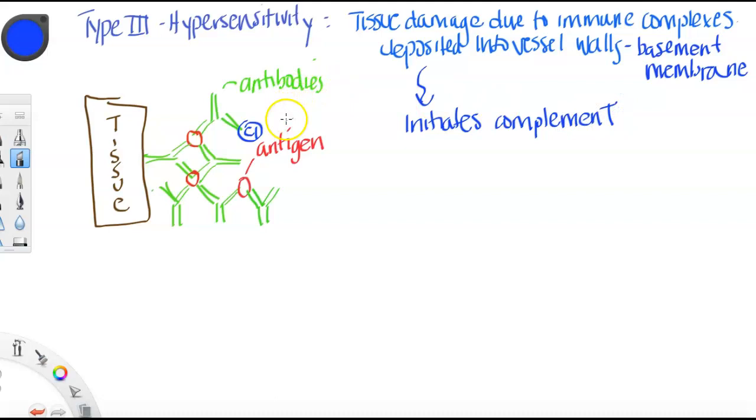Because remember, the complement cascade is just a bunch of plasma proteins. So we're in the blood, we're in plasma. So it initiates complement, and that will increase vascular permeability.